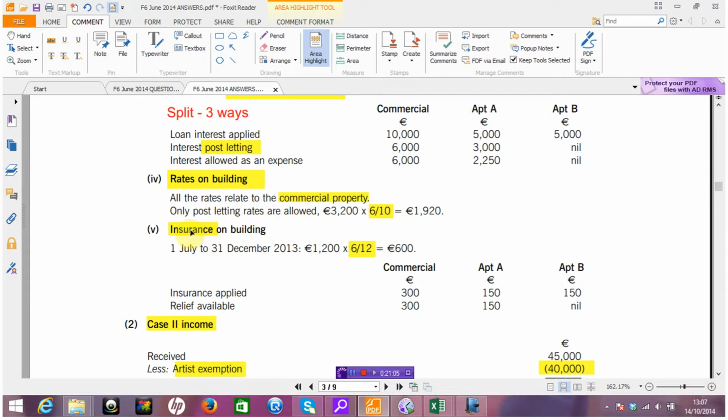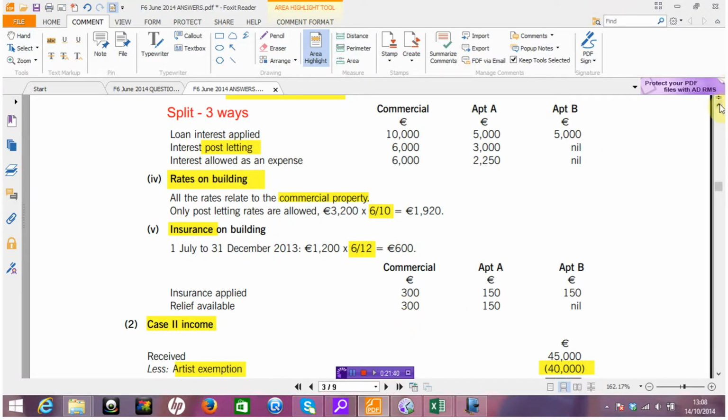You'll see that the information in respect of the insurance was given to us for the year ended 28th of February 2014. So really what we had to do is to say what element of that is post-letting. And really what's relevant is 6/12, which would give us 600. And then what we have to do is apply that between the commercial and each of the apartments. So in effect, we're getting 6/12 of the figure that was included within the question.